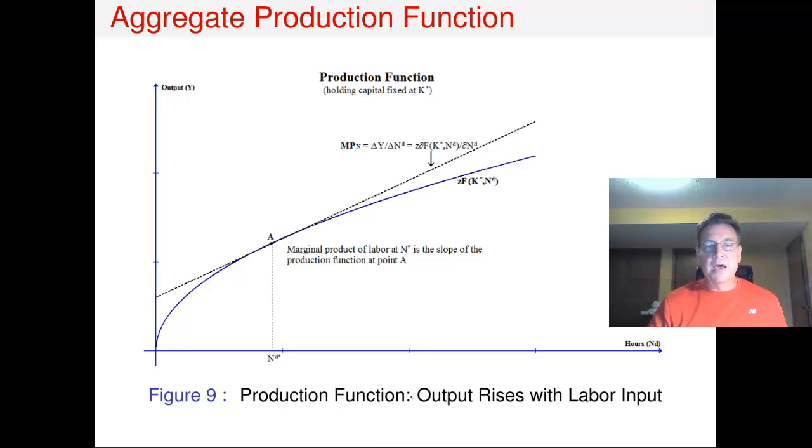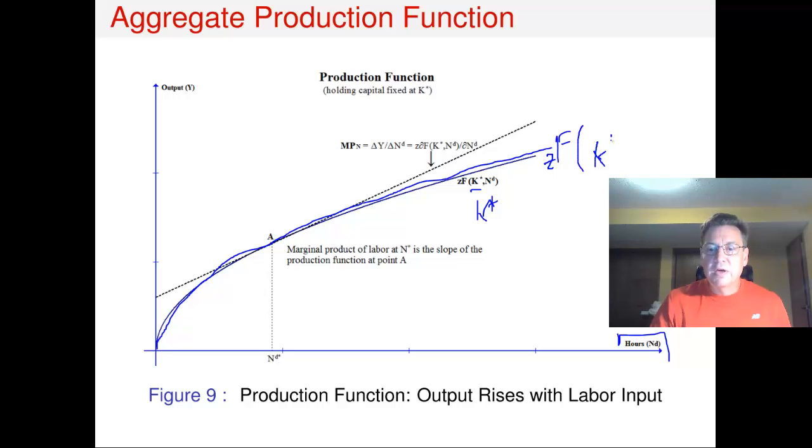This is the graph of the aggregate production function. What we have done here is we remember that we are holding the capital stock fixed at K star. And what this says is that as you vary the number of hours that you employ, it tells you how much output you get. And so this nice, smooth, what's called a concave function is the production function. So this is Z times F of K star, N.